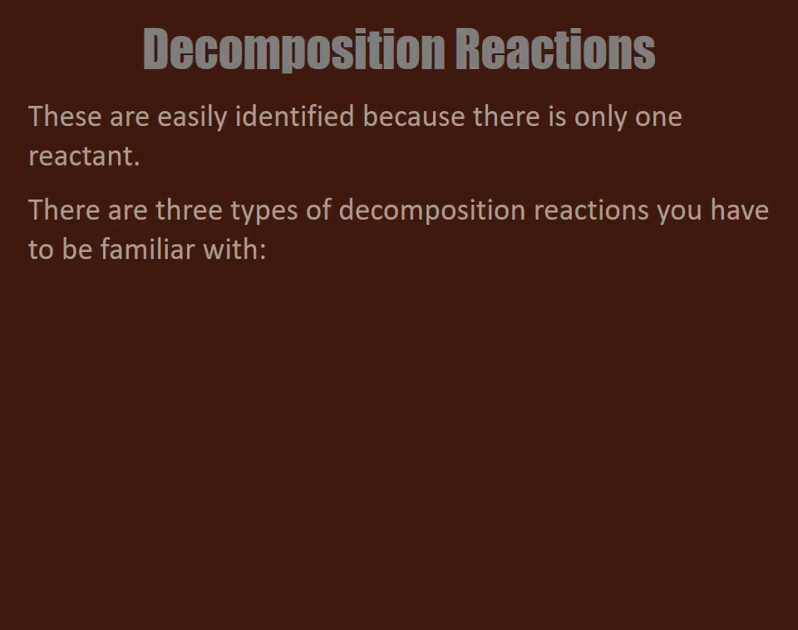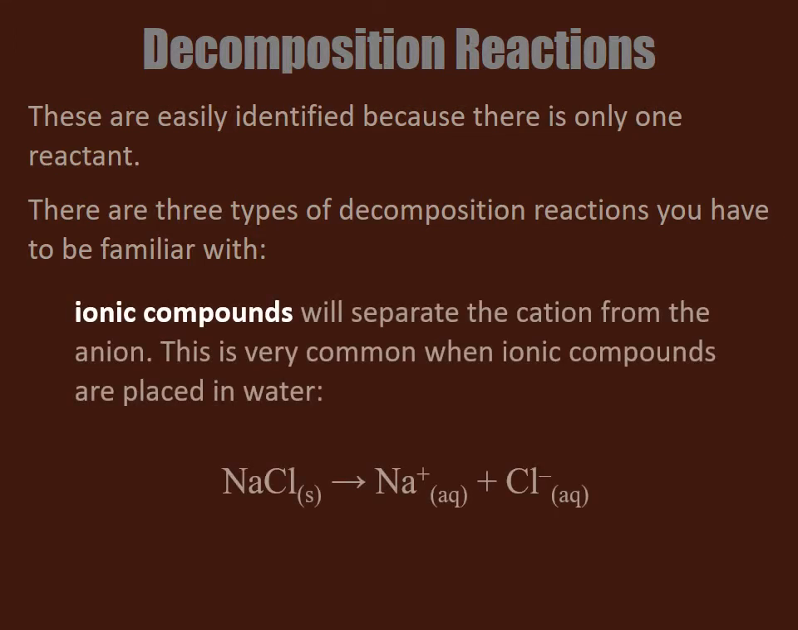The first reaction type we will look at are decomposition reactions. These are easily identified because there is only one reactant. There are three types of decomposition reactions that you will have to be familiar with. Ionic compounds will separate the cation from the anion. This is very common when ionic compounds are placed in water. If given NaCl, you will have to break it up into its positive and negative charges. So NaCl becomes Na+ and Cl-.